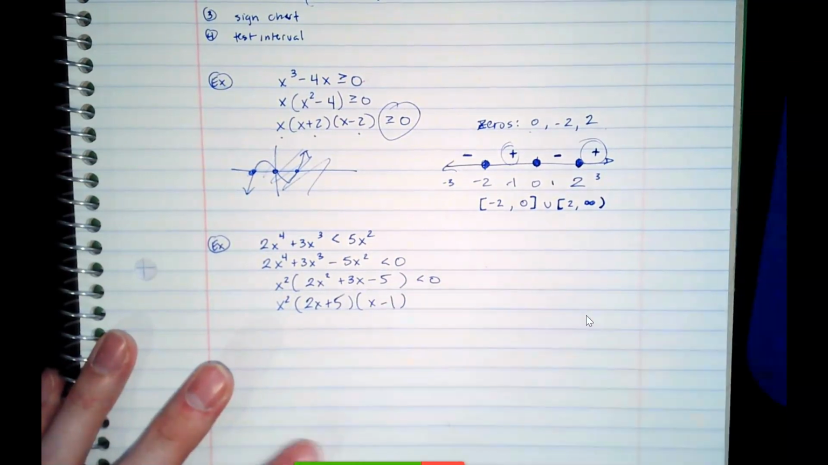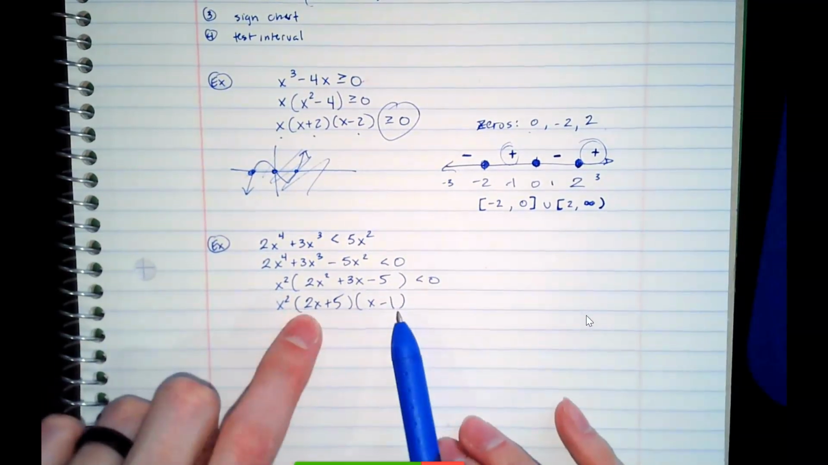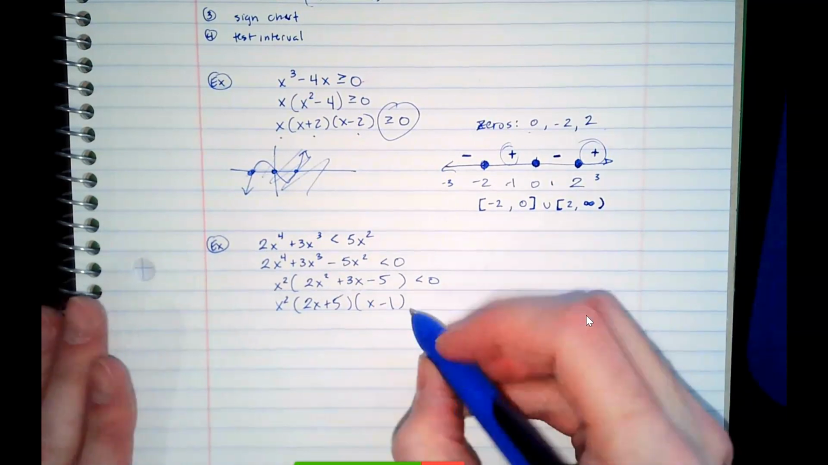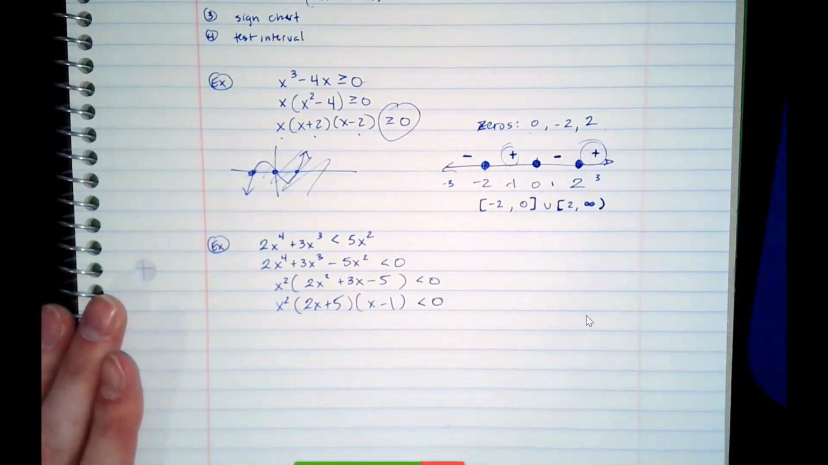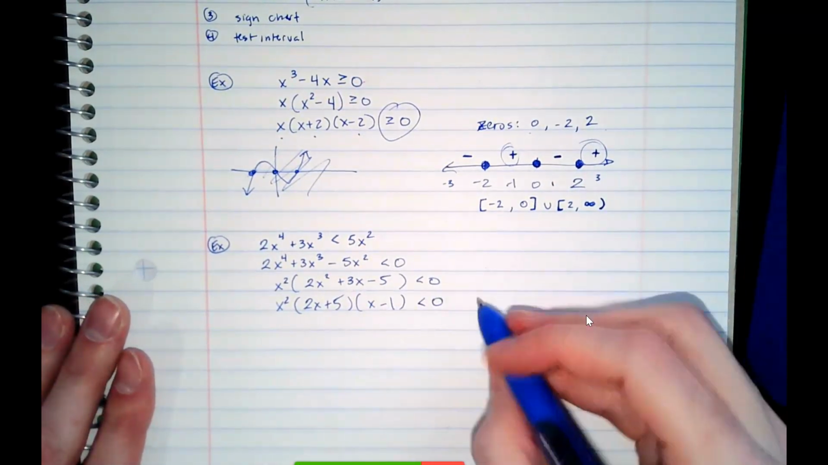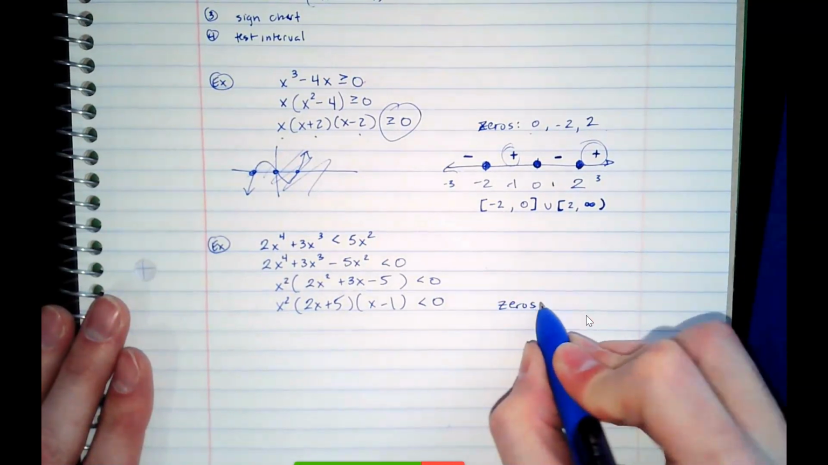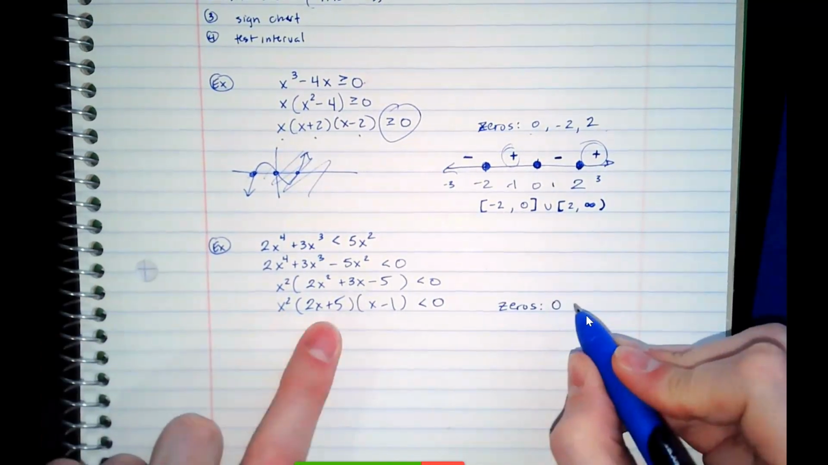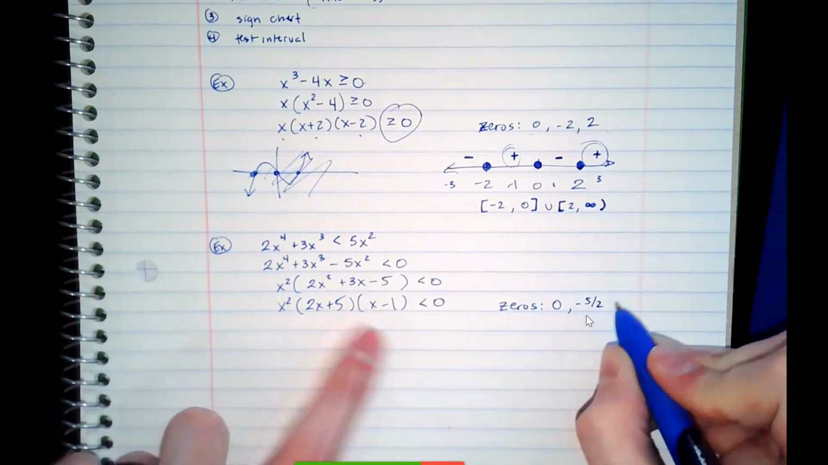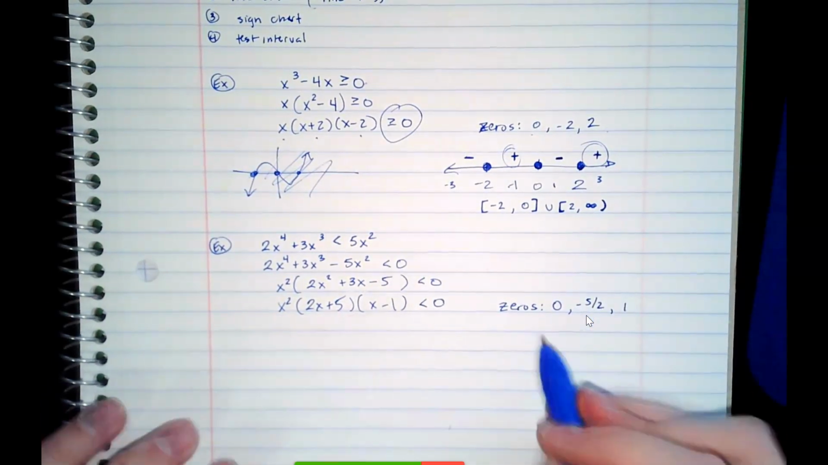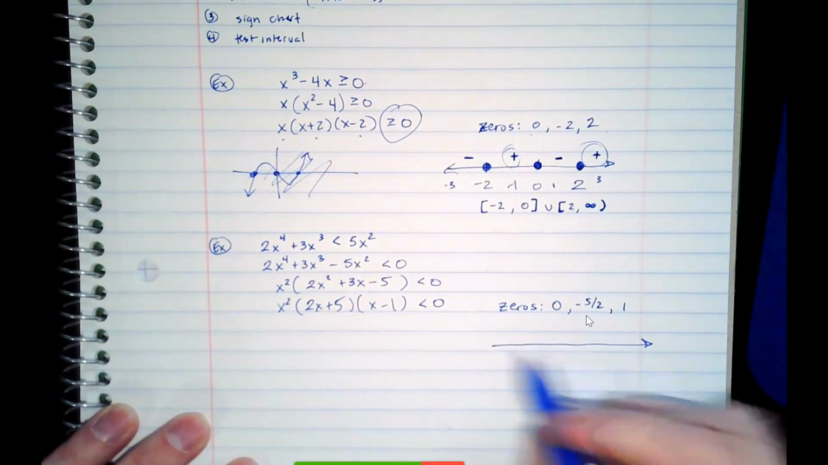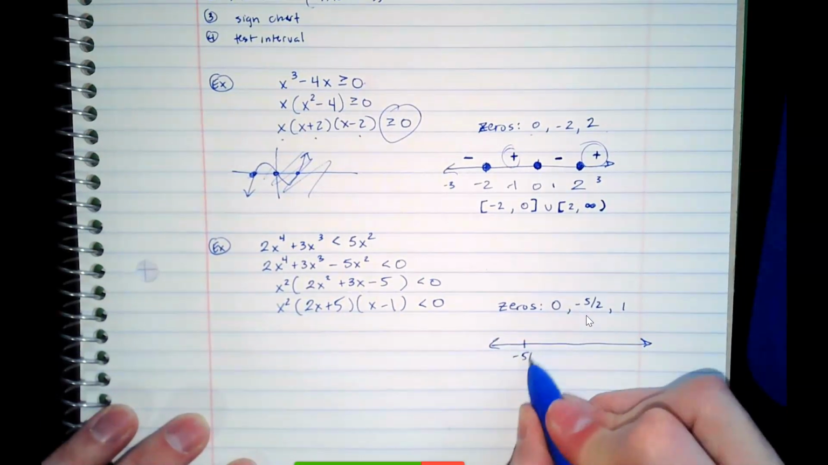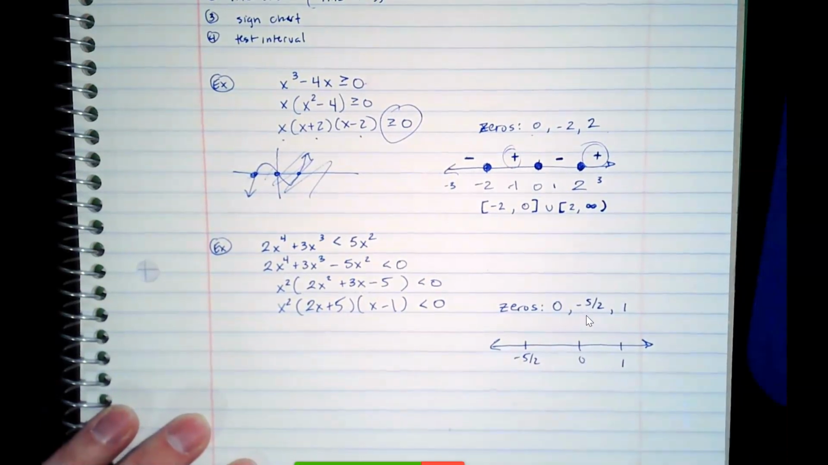That's a plus 5, that's a minus 1. 5x, negative 2x gives us a positive 3x. But anyway, you factor how you would like. What are our zeros? From this we get 0, from this we get negative 5 halves, from this we get 1. Number line: negative 5 halves, 0, 1.